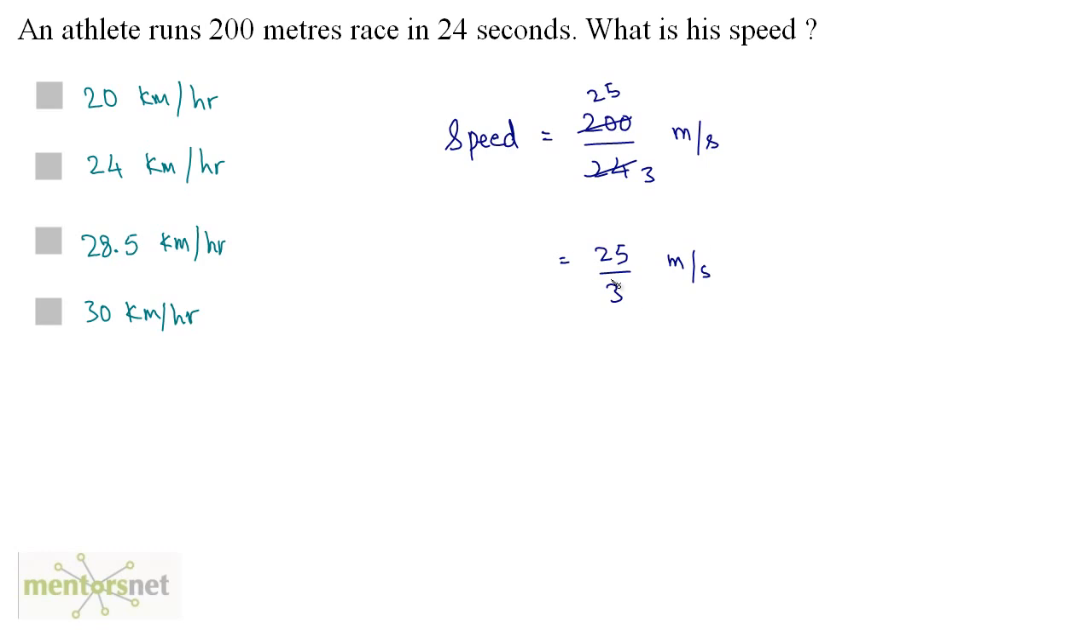Now you have the speed in meters per second, but you need it in kilometers per hour because all of the options are in kilometers per hour. So how do you convert meters per second into kilometers per hour? Just multiply it by 18 by 5. So you have 25 by 3 times 18 by 5 kilometers per hour. So 3 times 6 is 18, 5 times 5 is 25. So 5 times 6 is 30. So 30 kilometers per hour is the speed of this athlete. Option D is the correct answer.